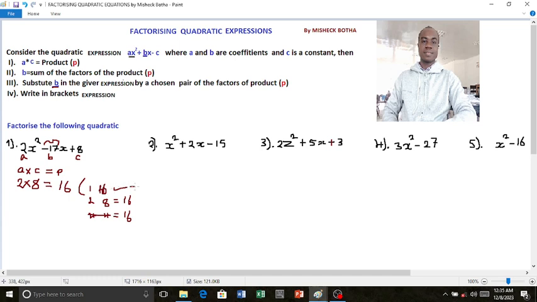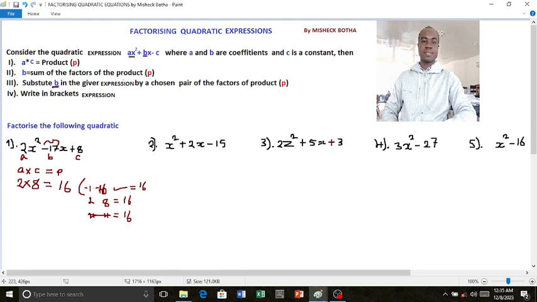Now when we come to the first one, 1 times 16 gives us 16, right? And 1 plus 16 gives 17, only that it will be positive, but we need negative 17. But we can deviate this pair 1 and 16 by making them negative values. So negative 1 minus 16 will give us negative 17.